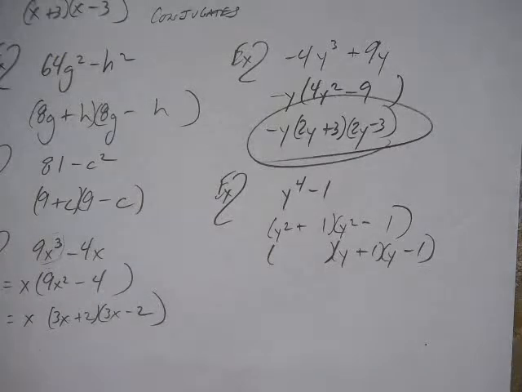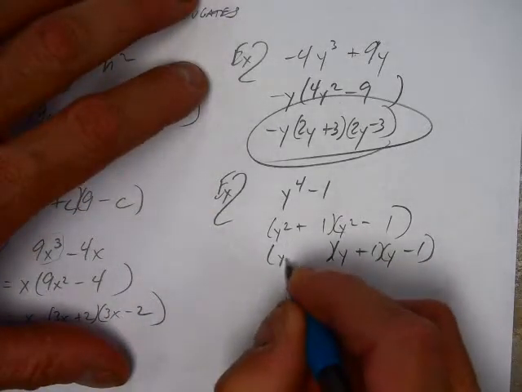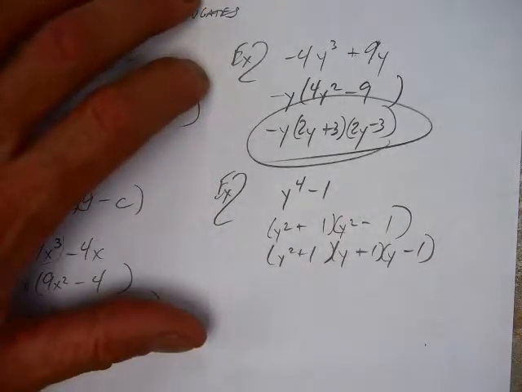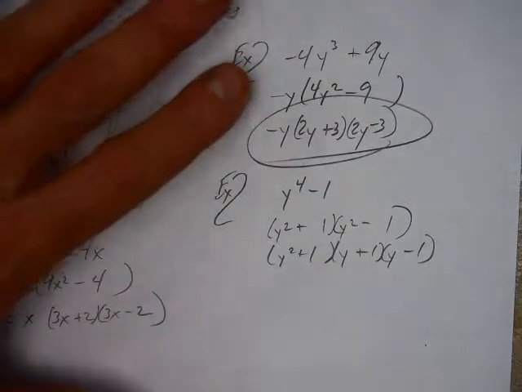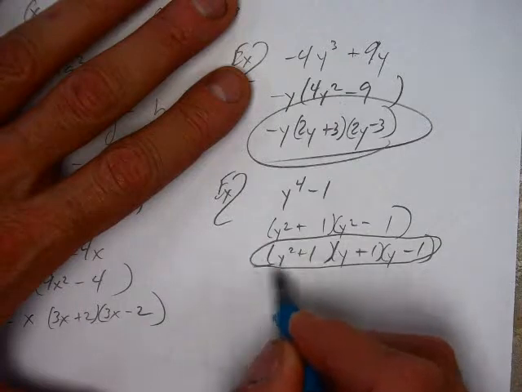Can I factor y squared plus 1? No. If it's plus, I can't. You can't factor the sum of two squares. You can factor the difference, but you can't factor the sum of two squares. The signs need to be opposite. So that would be our fully factored form.